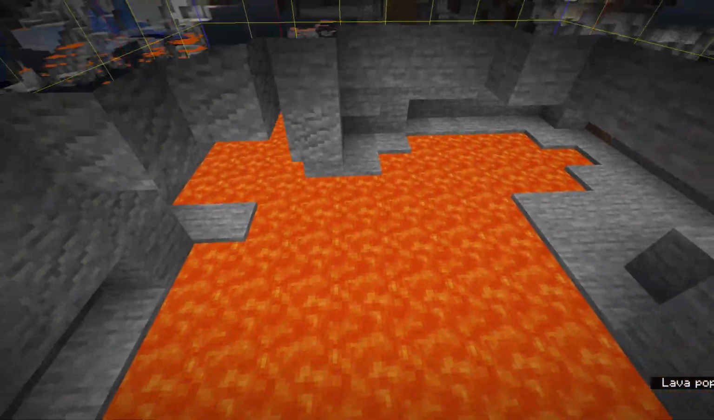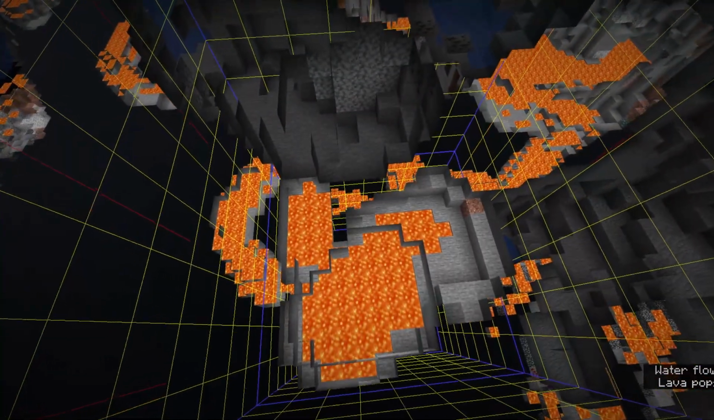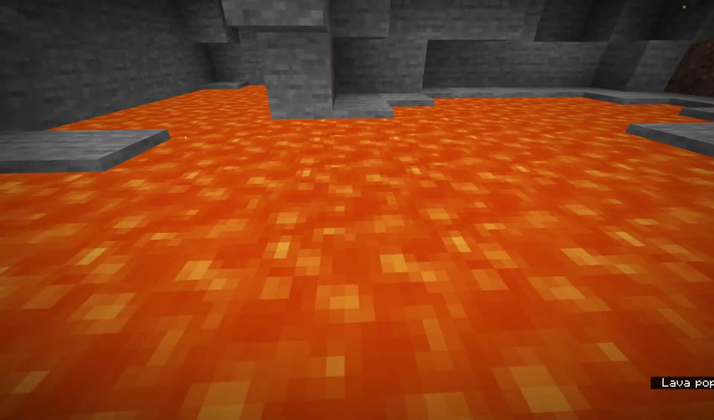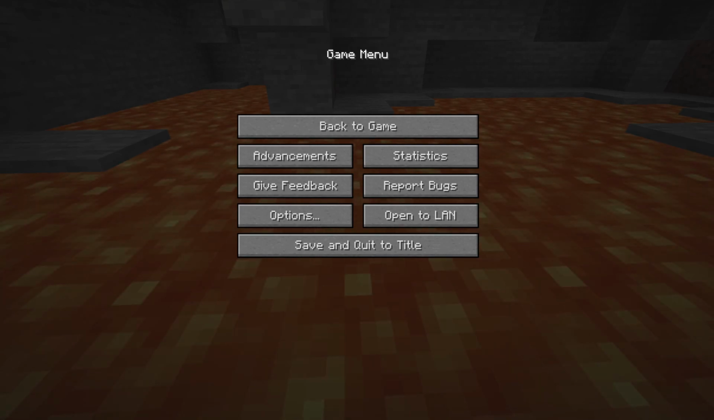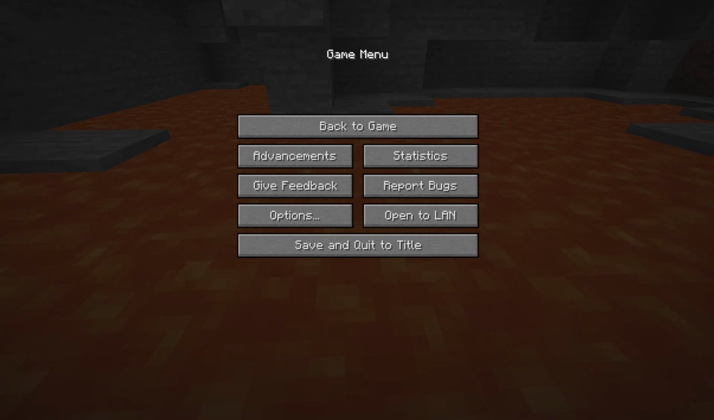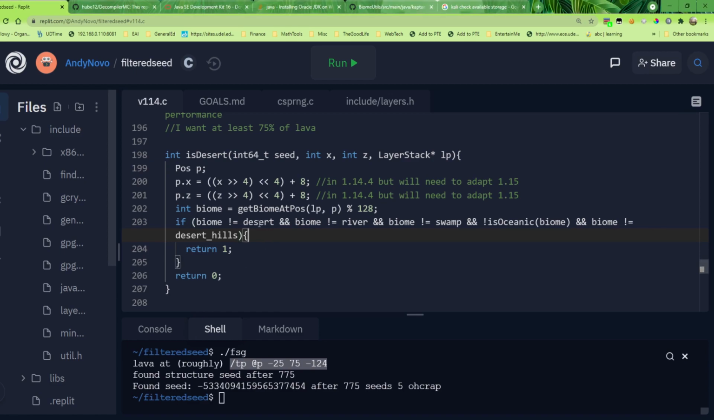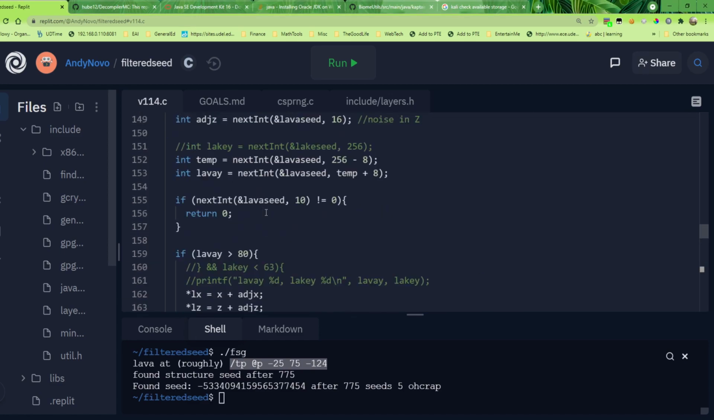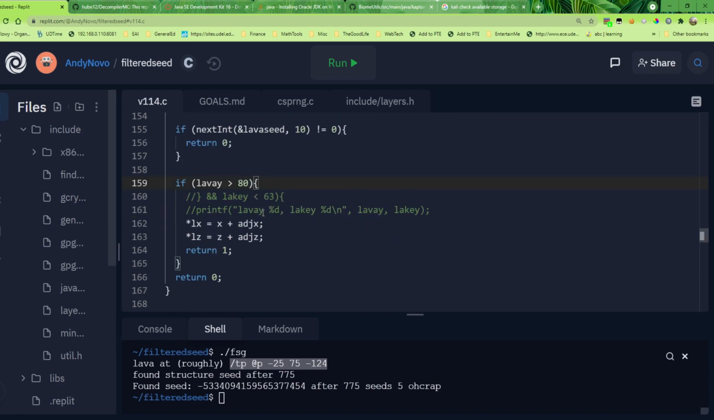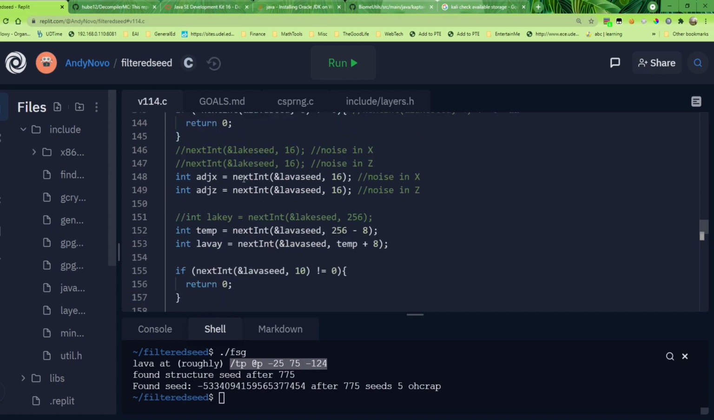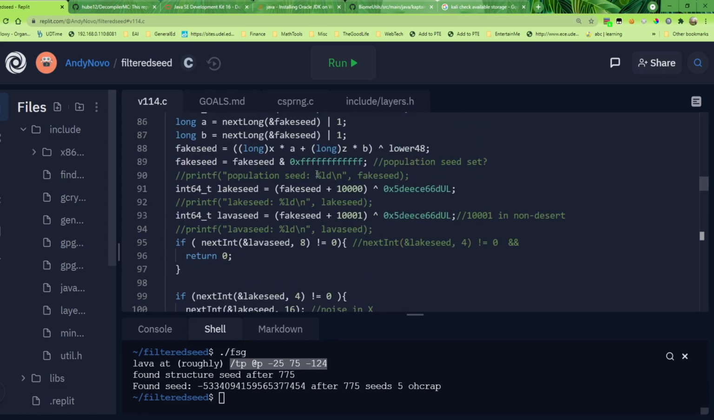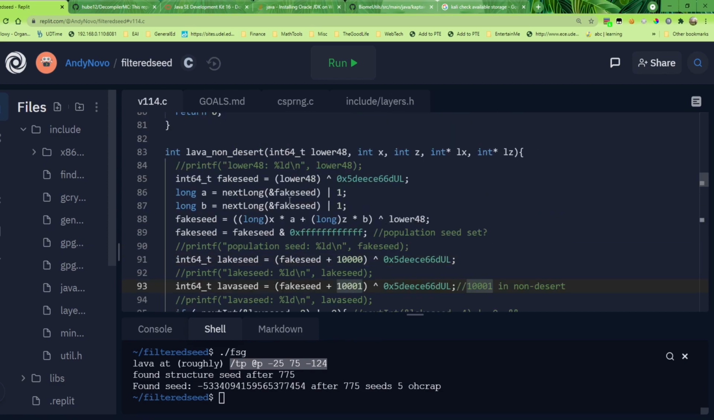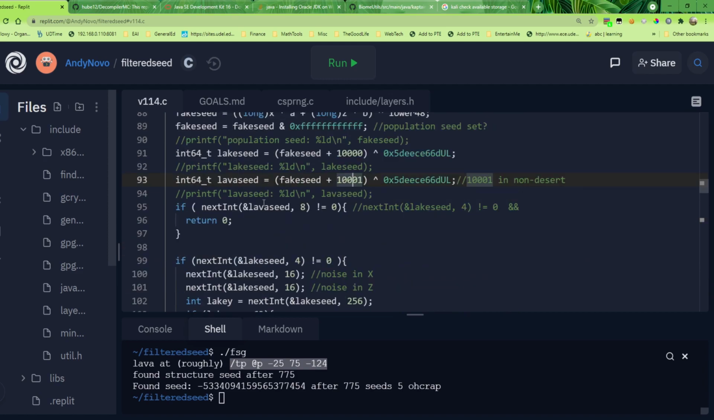Well, this is a lava lake. This is a lava lake. Did you forget to change the salt back to 10,001? Maybe. And what's the height of this lava lake here? This is at 17. All right, so let's double check. Is desert lava grid lava Y greater than 80? My bet is that your lava salt's wrong. Okay. Yeah. Wait. Here. That's 10,001. This is lava non-desert.